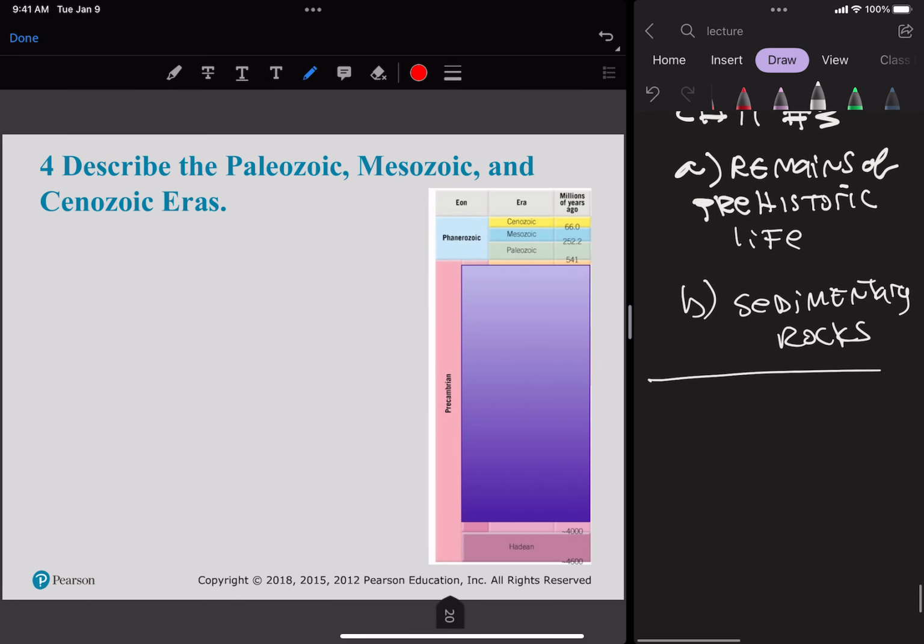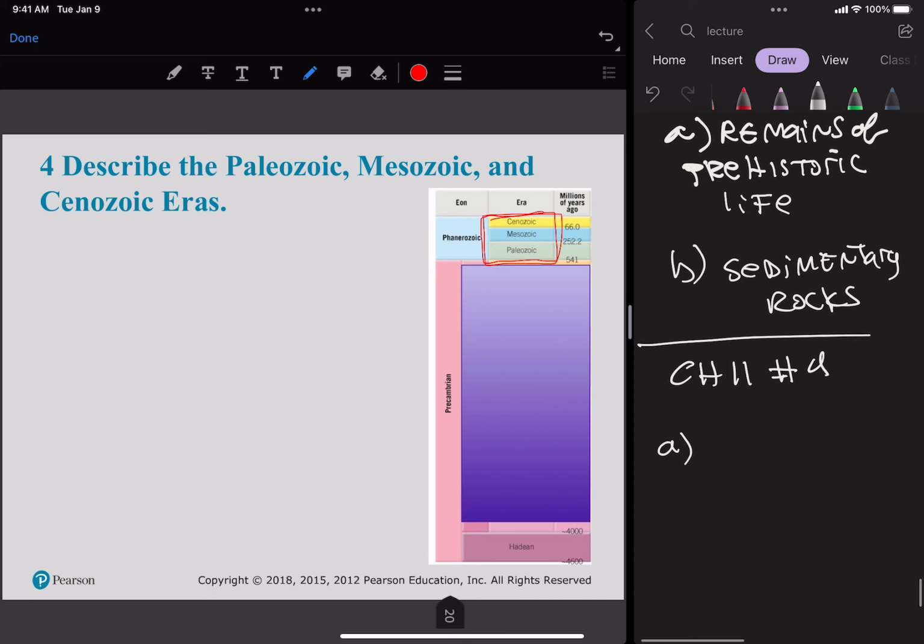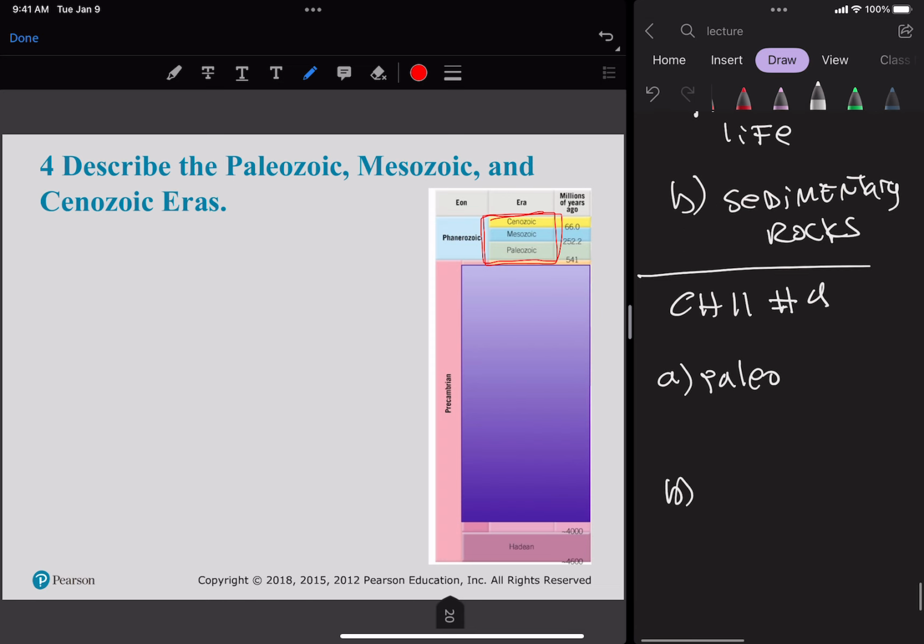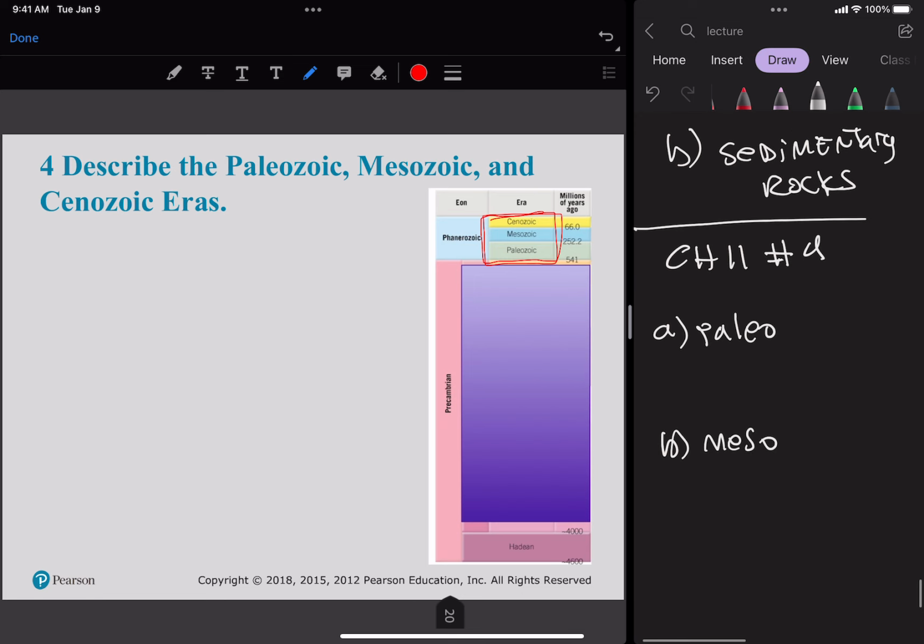Next question, chapter 11, number 4. Define these 3 periods here: the Cenozoic, Mesozoic, and Paleozoic. So define, let's just say in order, Paleozoic, Mesozoic, and Cenozoic. So define some properties of these periods.